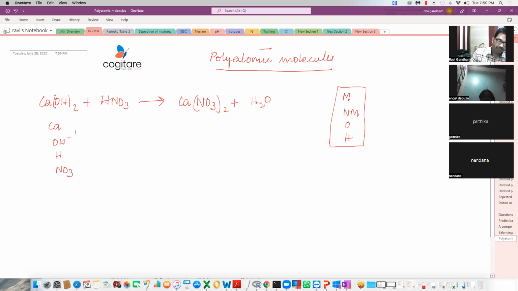Now, forget about the charge that is there. It's not necessary here. We'll just write OH minus. Now, here what do we have? We have calcium here, and nitrate here, NO3. And can you split water into H and OH minus? Can you split water into H and OH minus or not? This you know?